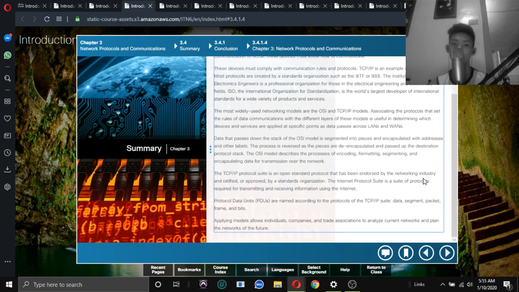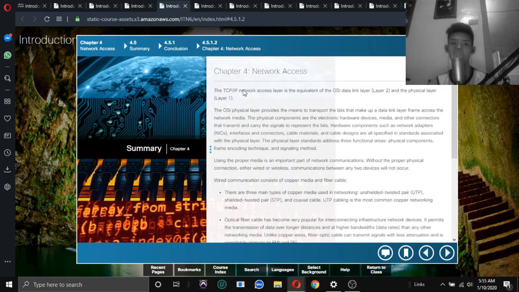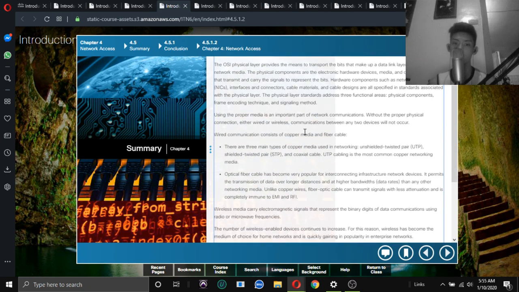Next one, in network access, there are three main types of copper media used in networking. We have unshielded twisted pair or UTP, shielded twisted pair or STP, and coaxial cable. UTP cabling is the most common copper networking media. And also we have the optical fiber.